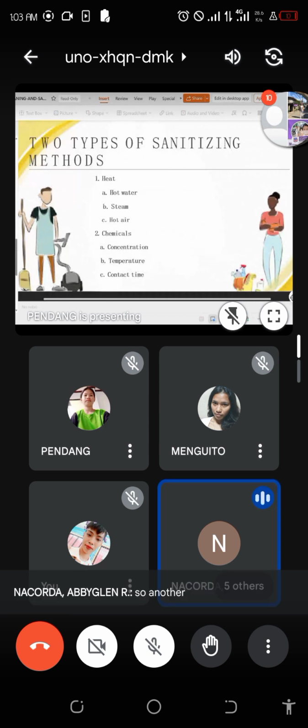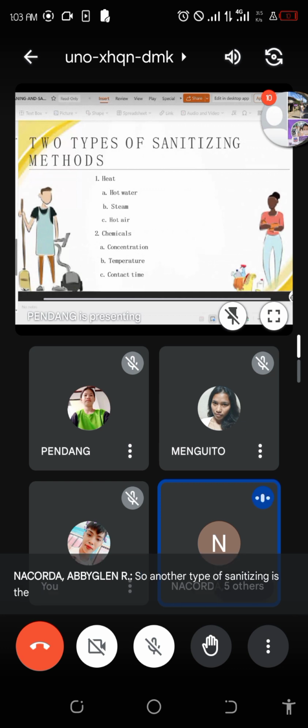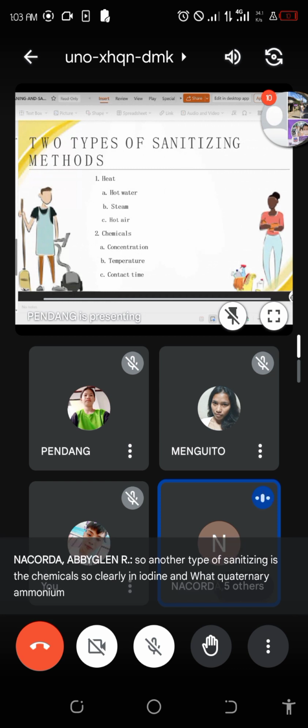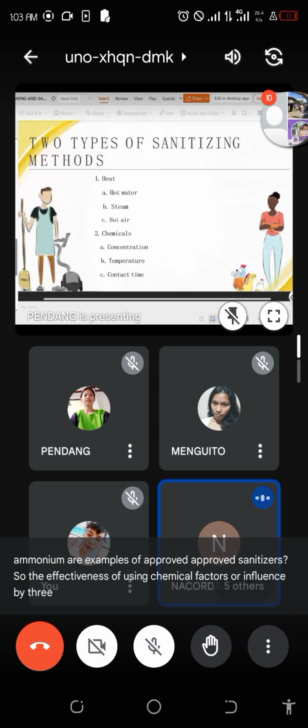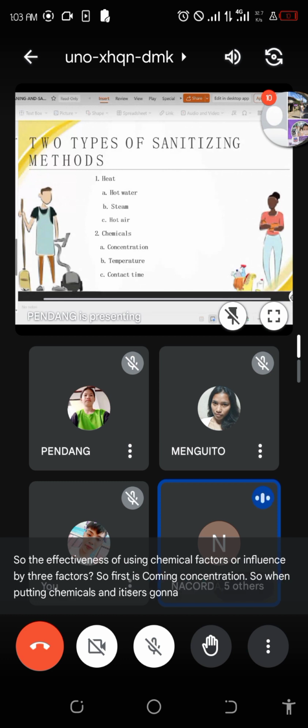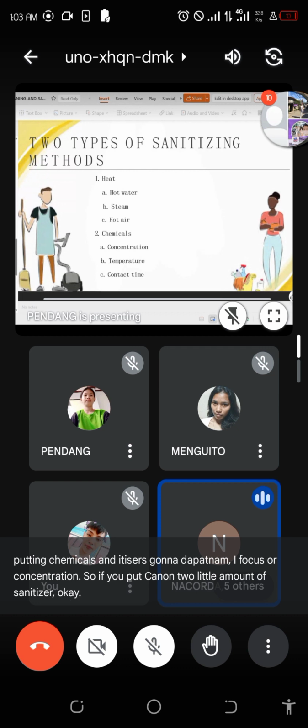So, another type of sanitizing is the chemicals. So, chlorine, iodine, and quaternary ammonium are examples of approved sanitizers. So, the effectiveness of using chemical sanitizers is influenced by three factors. So, first is the concentration. So, when putting chemical sanitizers, dapat naay sakto nga concentration. So, if you put too little amount of sanitizer, dili tanan harmful microorganisms ang mamatay. Kung daghan, daghan ra pud kayo. So, dapat sakto-sakto ra jud.